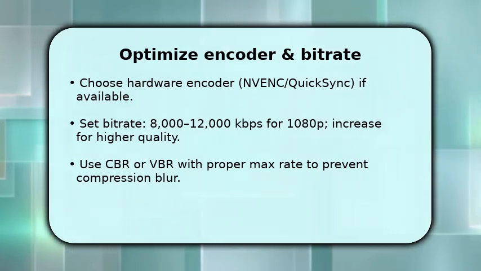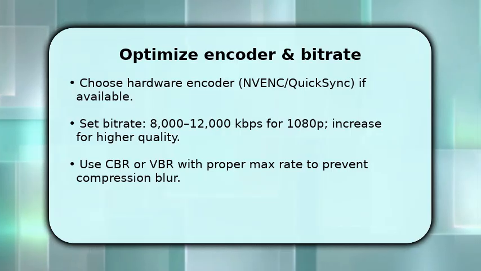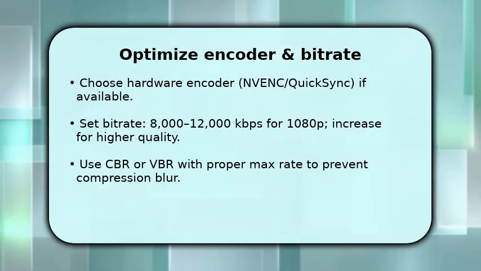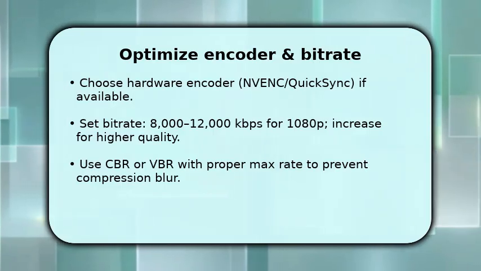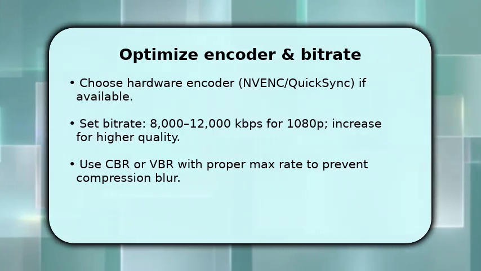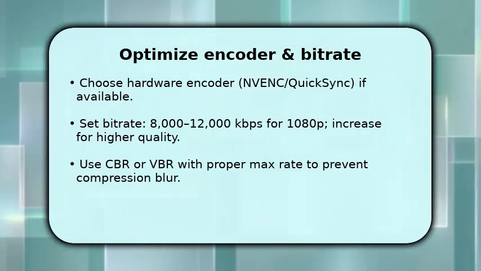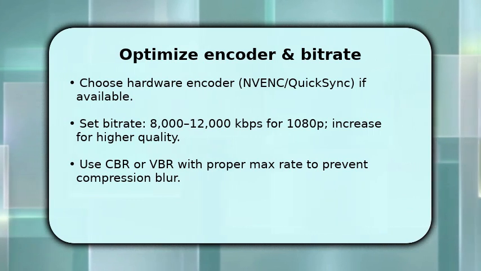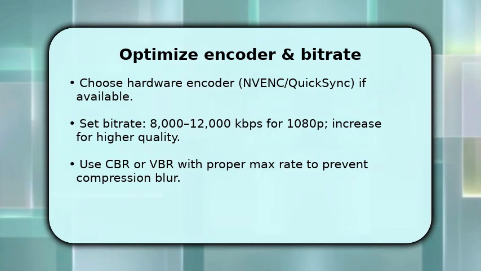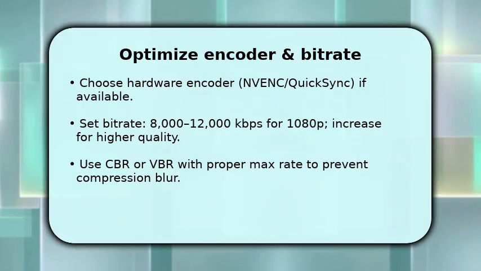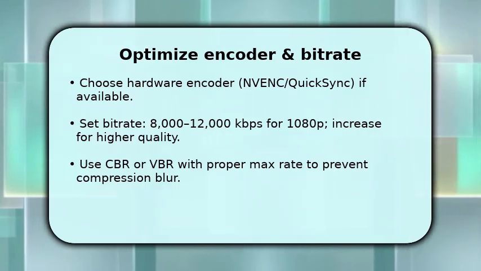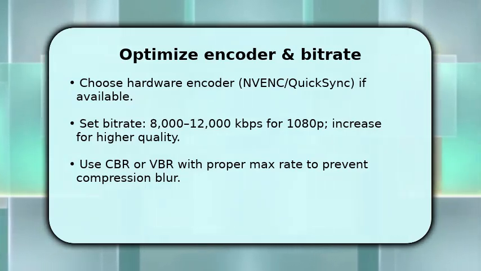Set bitrate around 8,000 to 12,000 kbps for 1080p recordings. Higher bitrates yield clearer detail. Use constant bitrate or a well-configured VBR with a sensible max rate so the encoder doesn't overcompress complex scenes. Also, increase keyframe interval to 2 seconds and choose preset/quality to balance CPU usage and clarity.